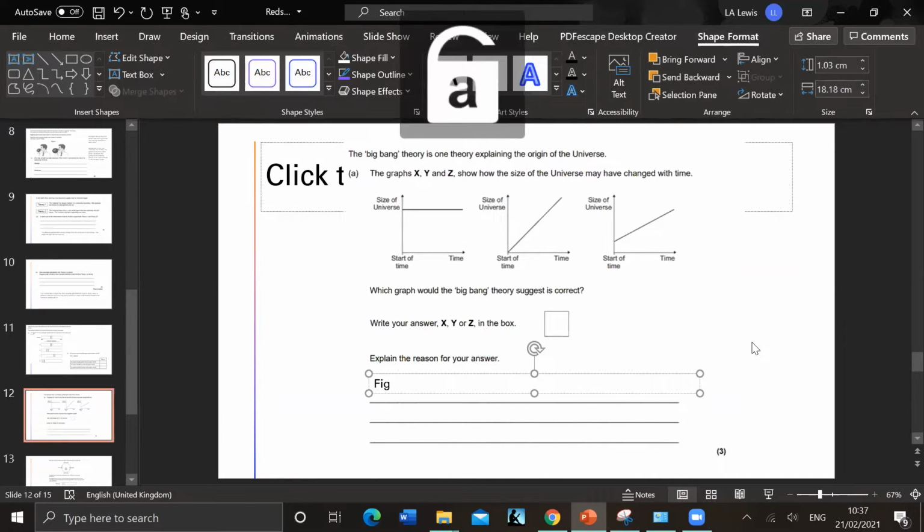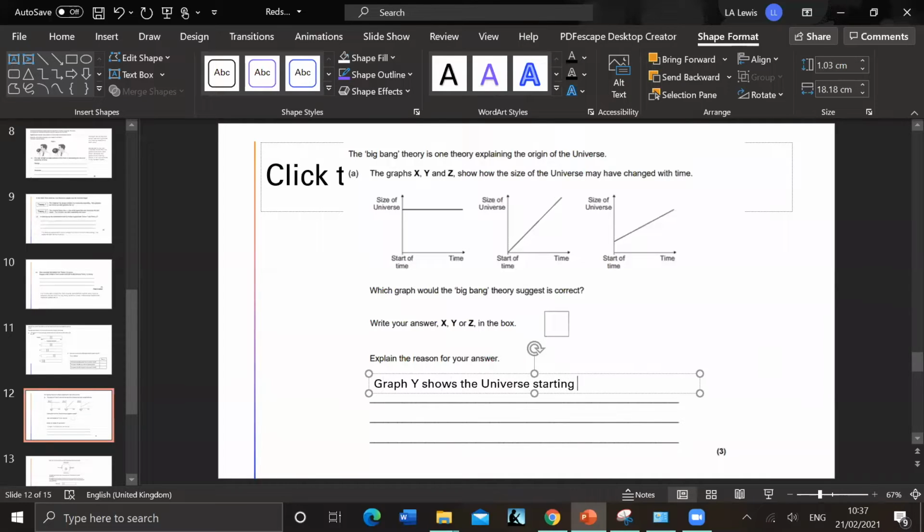Figure. So you get 1 mark for saying the right one anyway. So figure or graph. You can call them a figure actually, but I'll say graph because I call it a graph. Graph X, Y, and Z. Graph Y, so the second one, shows the universe starting from a 0 point, as it needs to be to refer to the graph a bit, as the line crosses the axis at 0, 0.